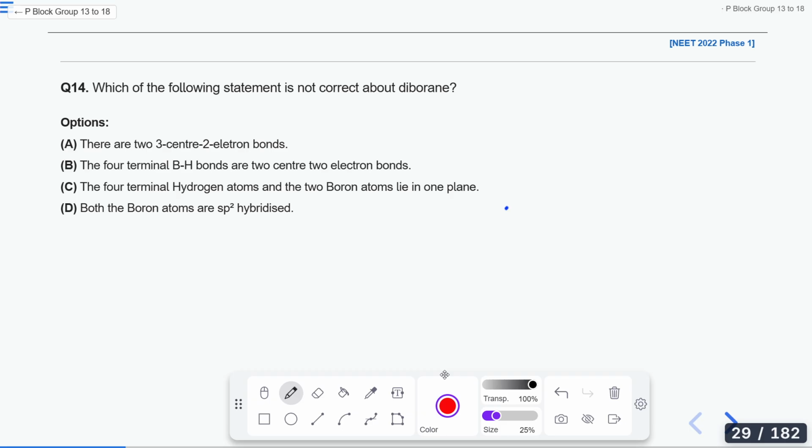Let us see if it is correct or not. So first of all, let us draw the structure of diborane. So this is your borane, having 2 hydrogens here and 2 hydrogens on the terminal side. Now join the bonds.